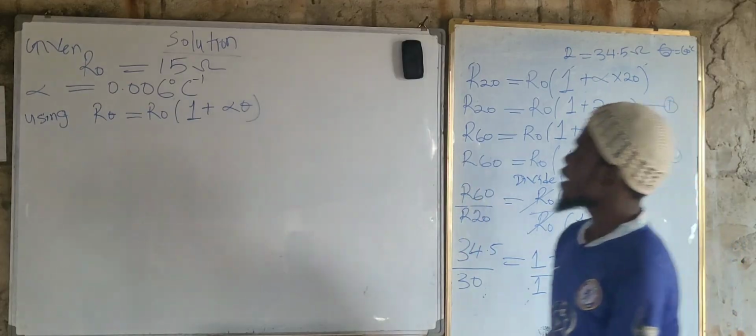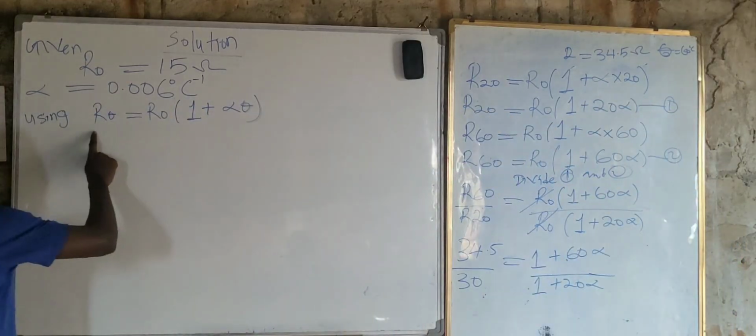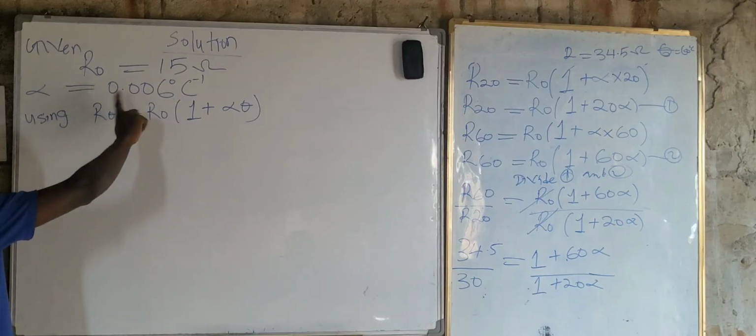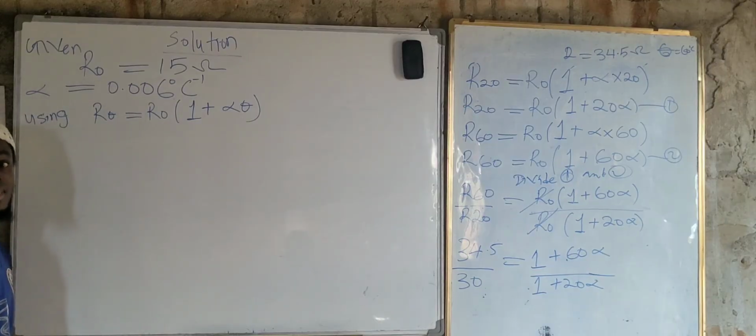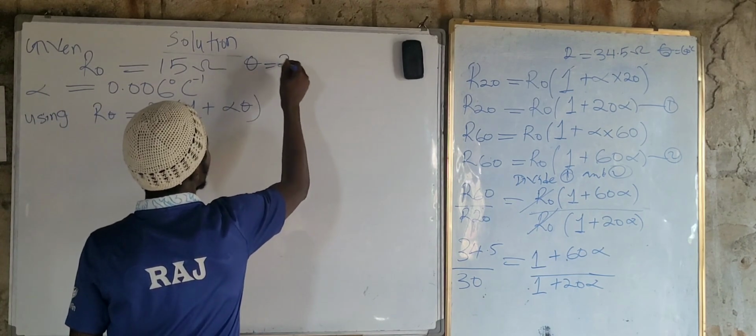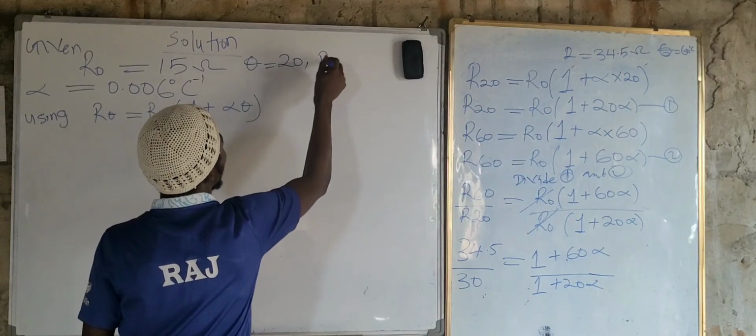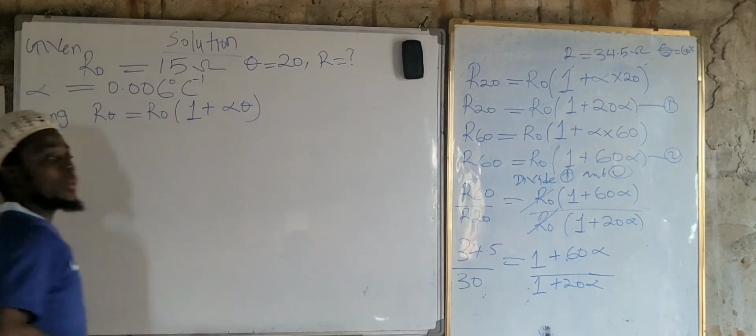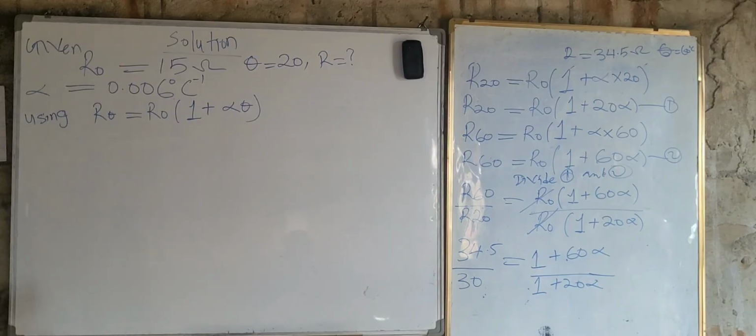So that being the case, what happens now? Here we have R, but theta is equal to what now? What is theta? 20, right? Let me just put theta 20. Now 20 degrees Celsius. And R here is equal to what? Our question. Are we okay with this one here?